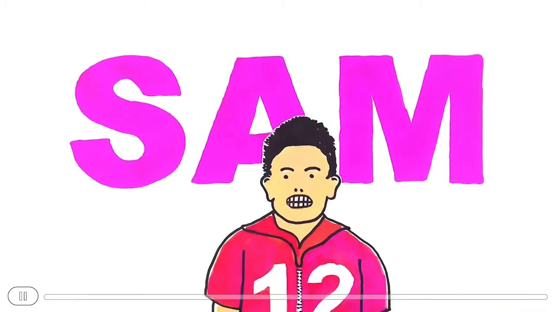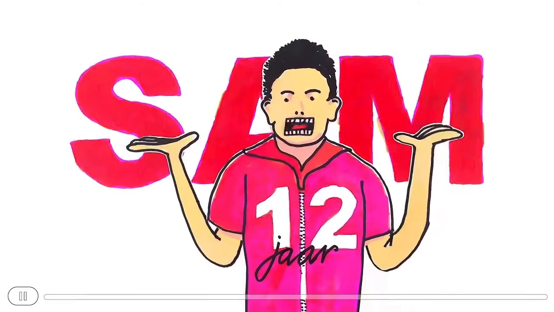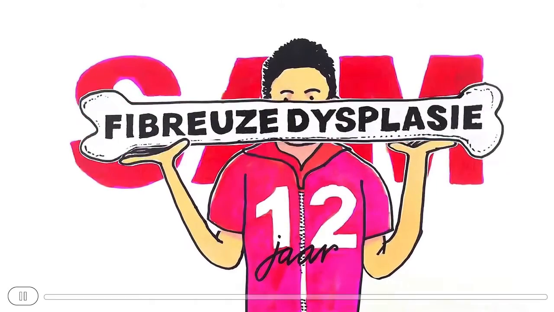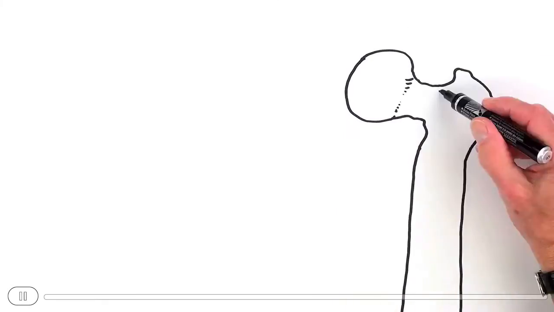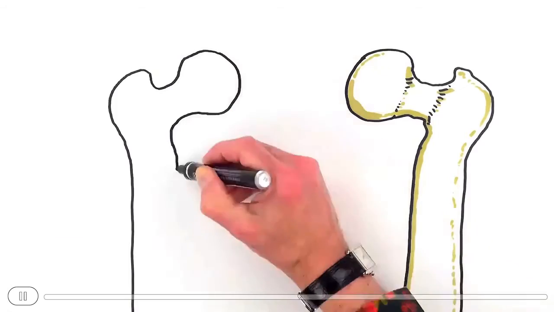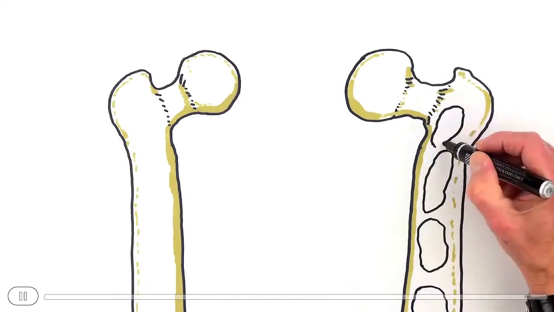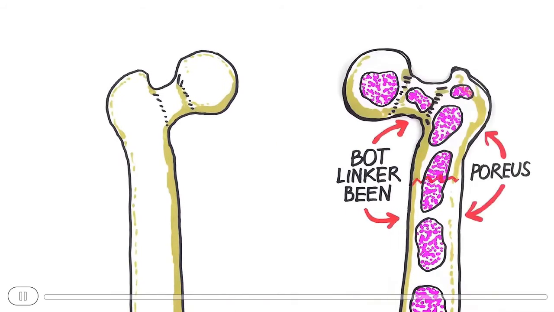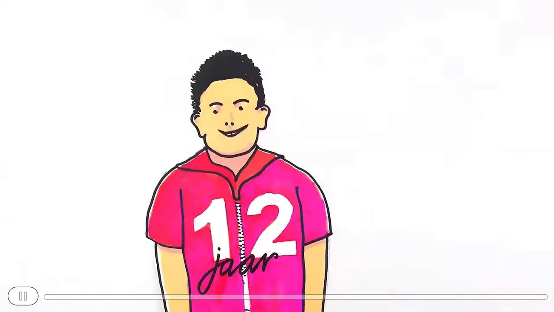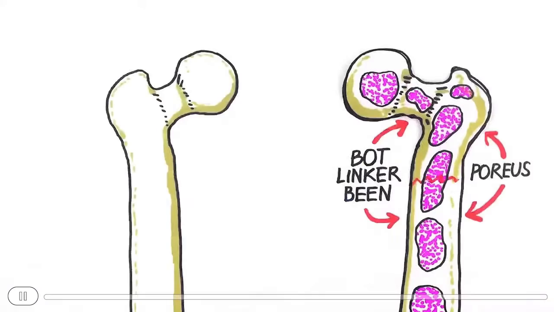My name is Sam. I am 12 years old. I have a rare bone disease, fibrous dysplasia. Basically, what it means is that pieces of my bone and my skeleton are very porous. My left leg is so porous that my bones break really easily. All I do is stand on it, and before you know it, it's broken.